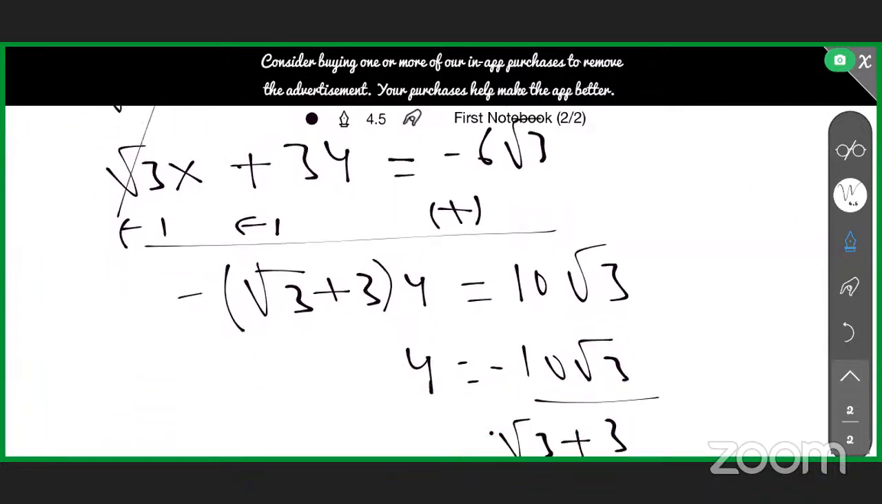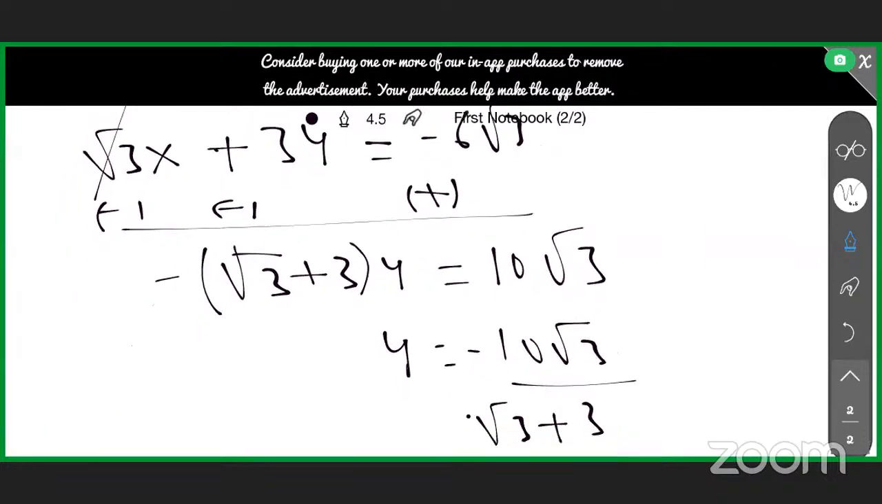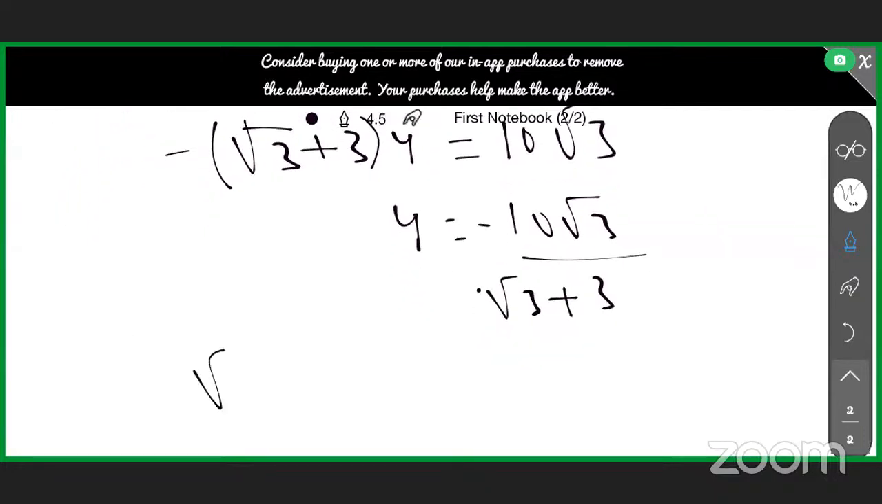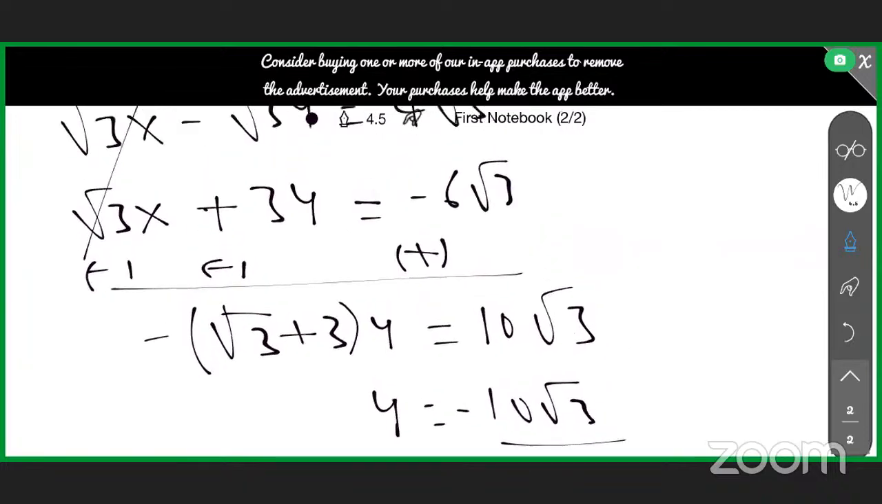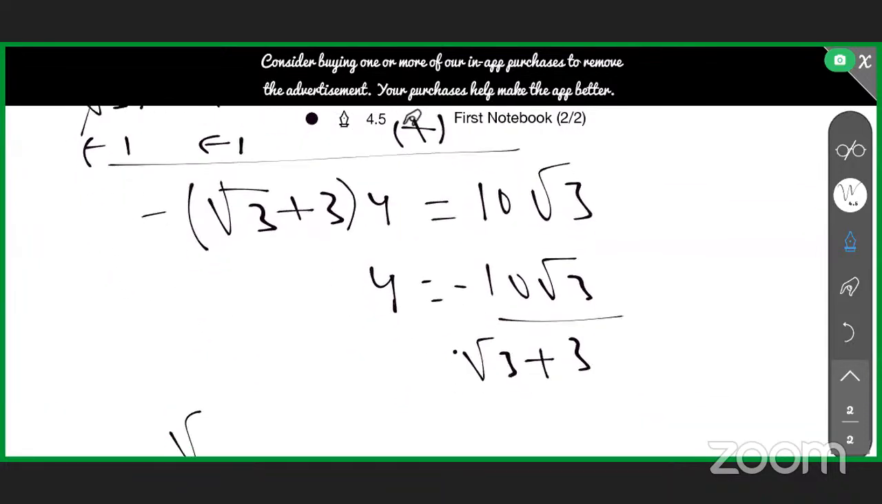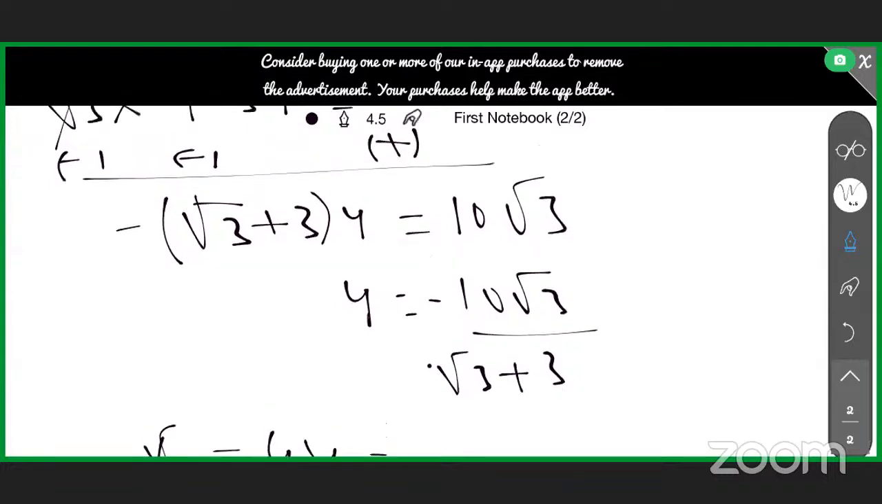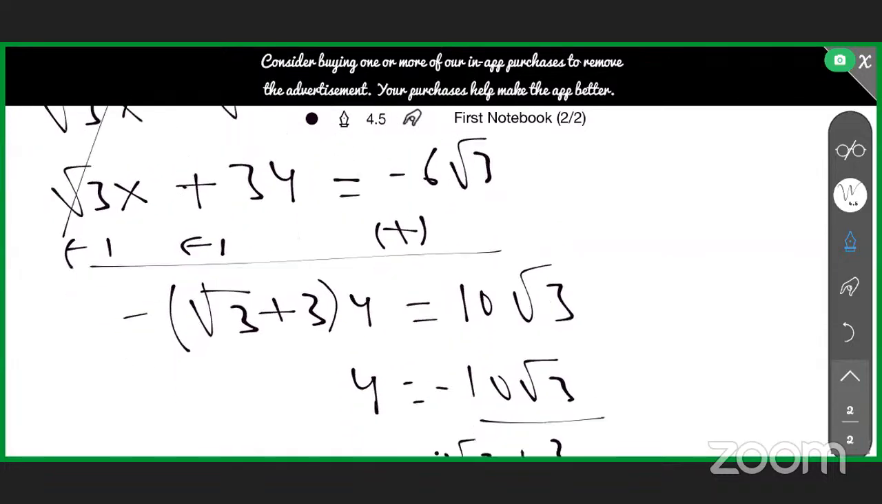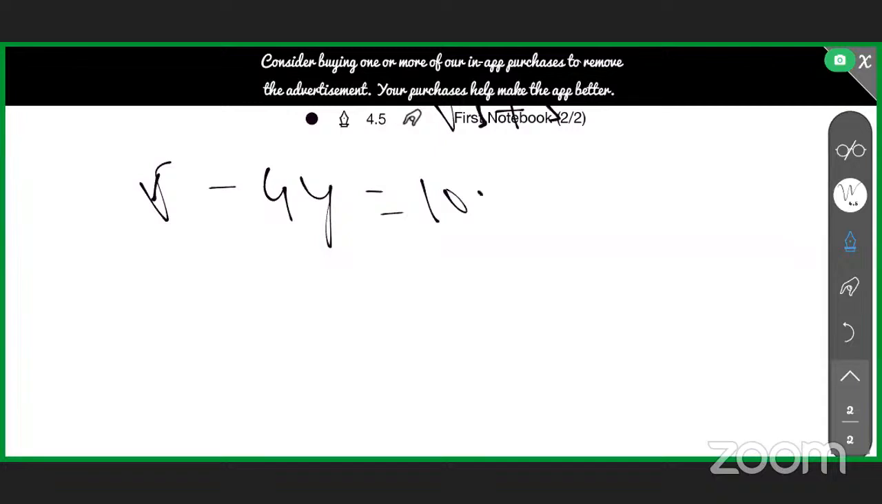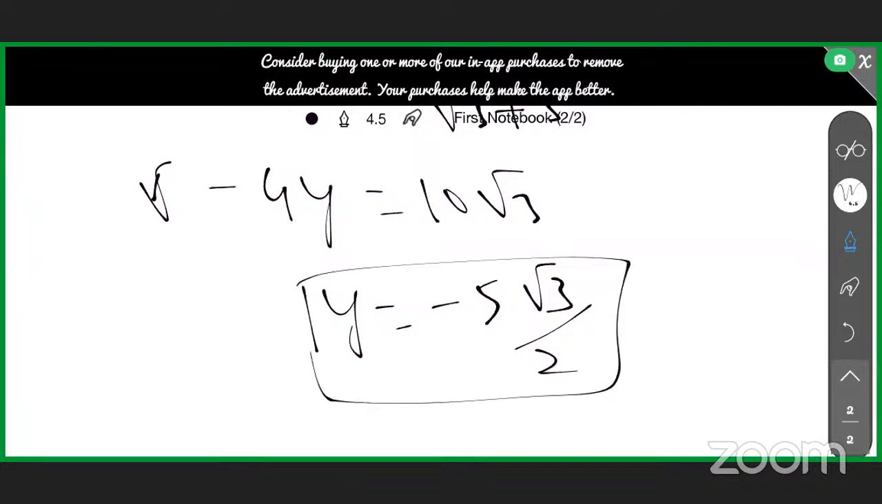Yes, okay. The root 3x will cancel. So this will become minus y minus 3y, it will become minus 4y. So minus 4y is equal to 10 root 3. So I want the y value. The y value will become minus 5 root 3 by 2. So put this value of y in one of the equations.